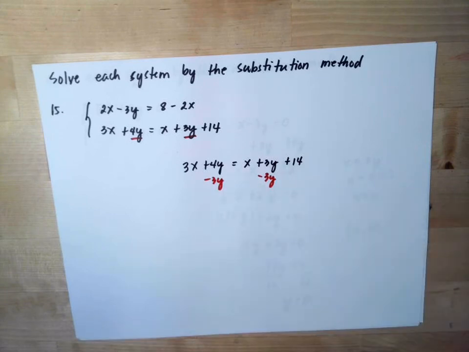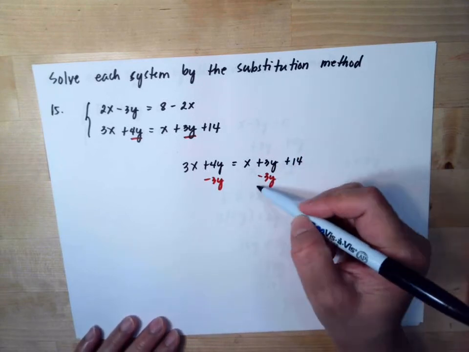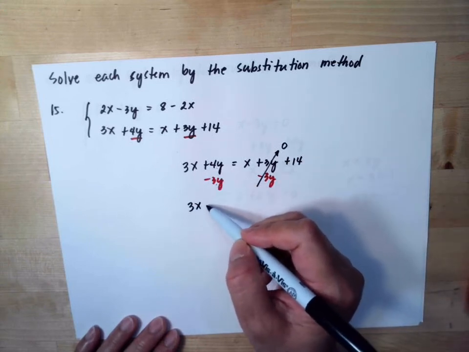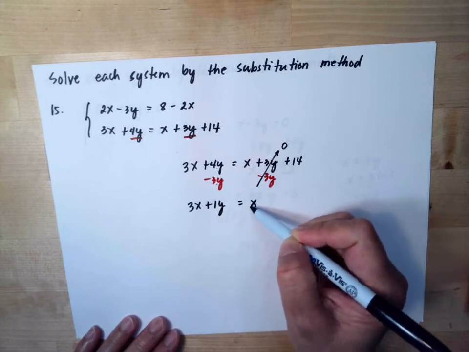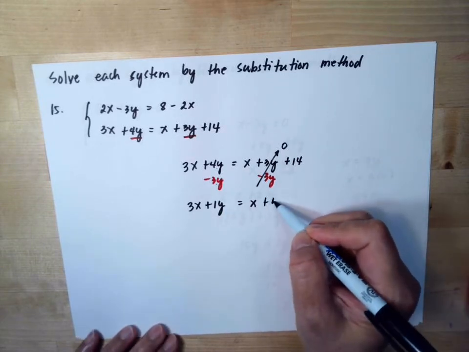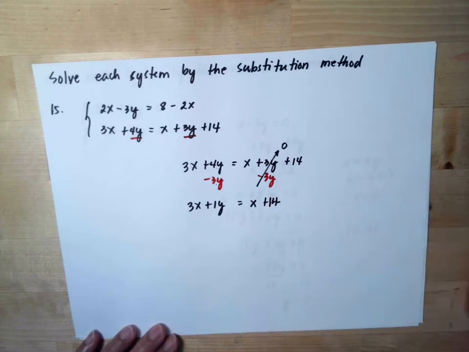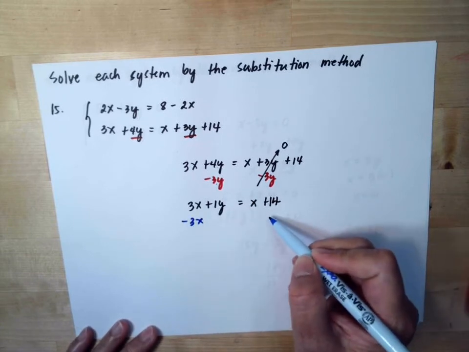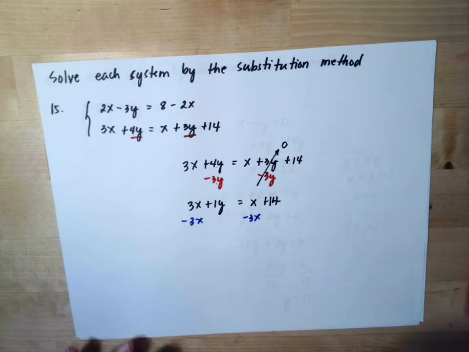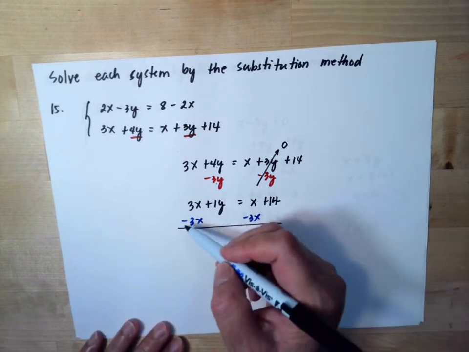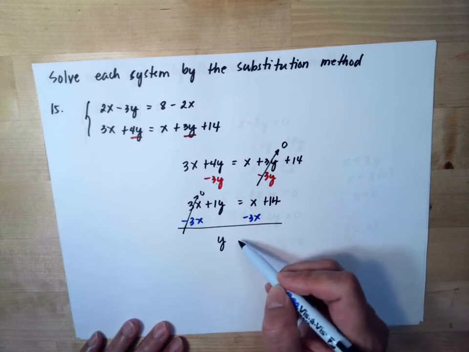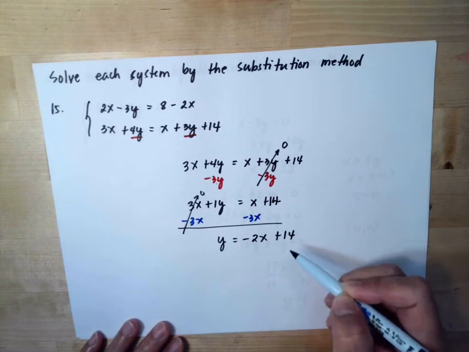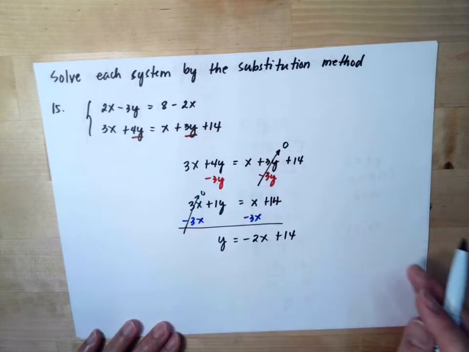so this will be 3y minus 3y will be equal to 0. So we have here 3x. 4y minus 3y will be 1y is equal to x plus 14. Now after that, we need to move the 3x. So we have minus 3x minus 3x. So then this will be canceled, so you have y, or 1y, is equal to x minus 3x will be negative 2x plus 14. So then we can substitute this in our first equation.